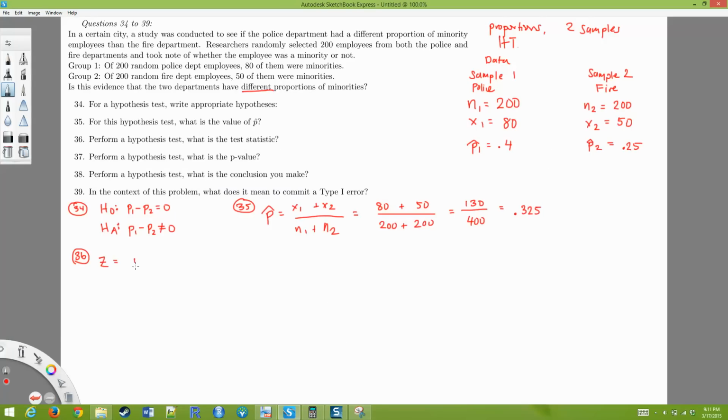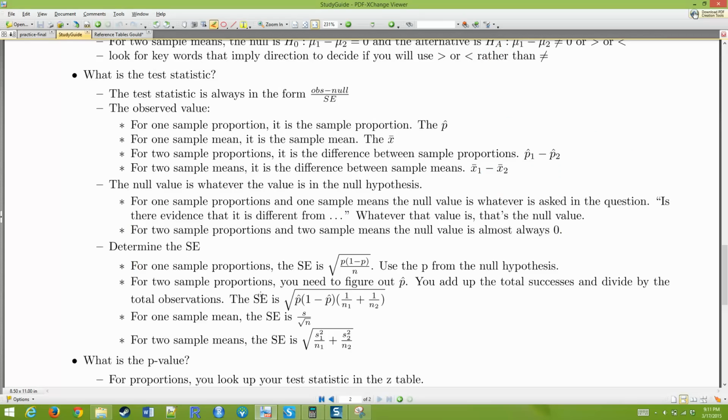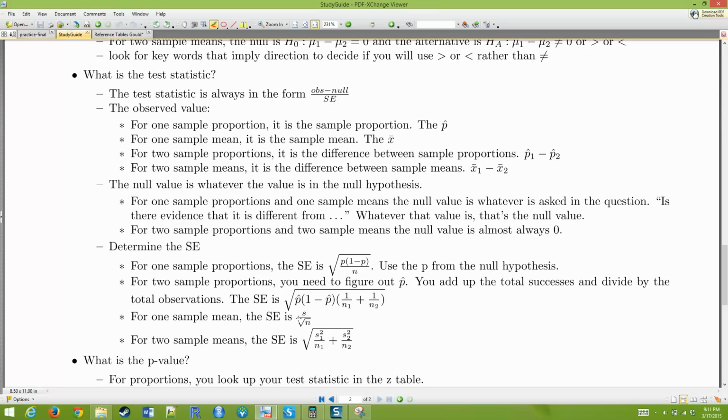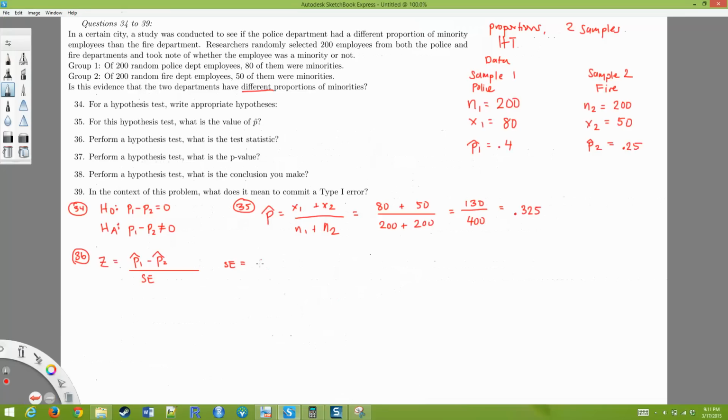We'll say P hat 1 minus P hat 2. That's our observed minus the null, which was 0, if we want to put in that. And then we're going to divide by the standard error. And we saw that the standard error is the square root of P hat times 1 minus P hat times 1 over N1 plus 1 over N2. So you just copy this.